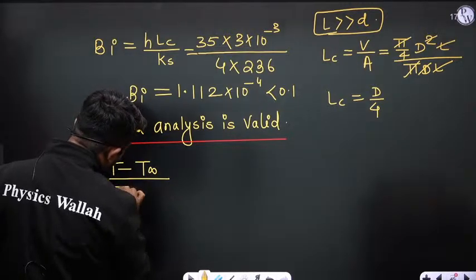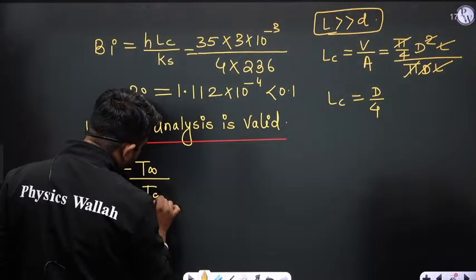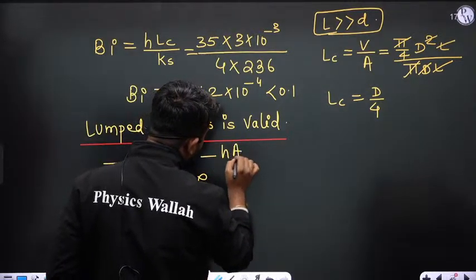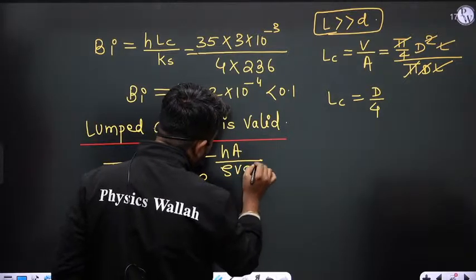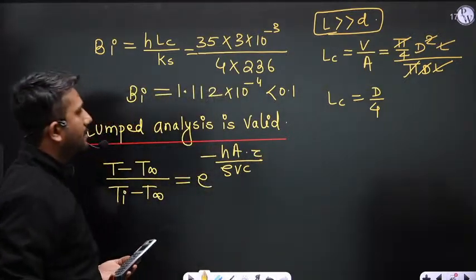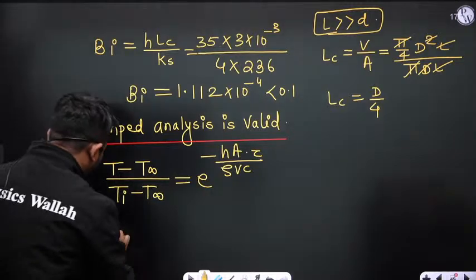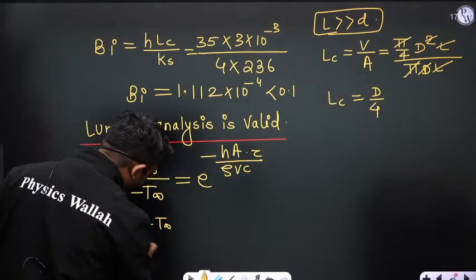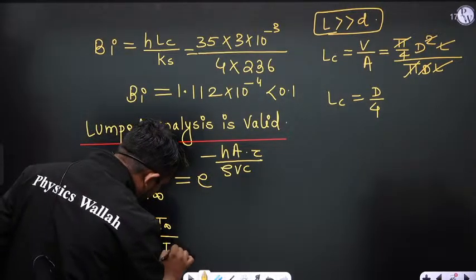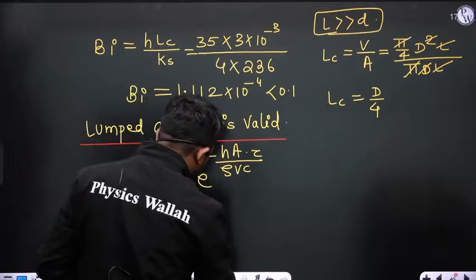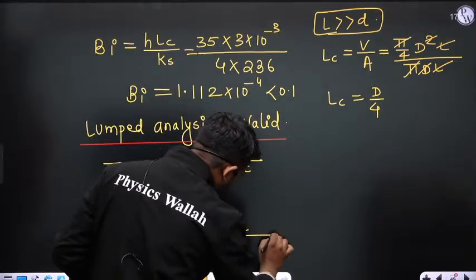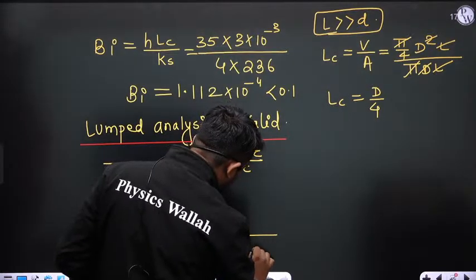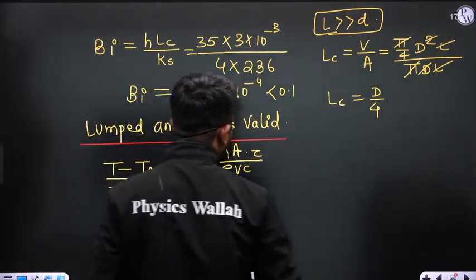(T minus T infinity) upon (Ti minus T infinity) is equal to e to the power minus hA upon rho V c into tau. Is it fine? Now see, take the log both sides. So ln of (T minus T infinity) upon (Ti minus T infinity) is equal to minus H into tau divided by rho into C into V by A, this is nothing but the Lc. Right? This is nothing but the Lc.